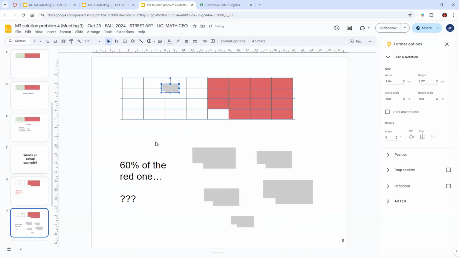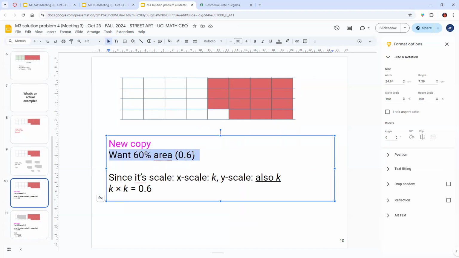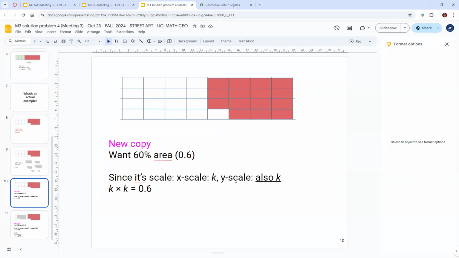Maybe this one, but no, that's way too small. Maybe this one. Is this 60% of the size? How can we tell? It's not that obvious at first glance. So what we do is the following, and your students could reason in a similar way. At the end, we want a 60% area. Since we have a scale version, both the X scale and the Y scale must be multiplied by the same scale factor. In other words, if we reduce this by 50% vertically, we also must do this horizontally. So we must respect that.